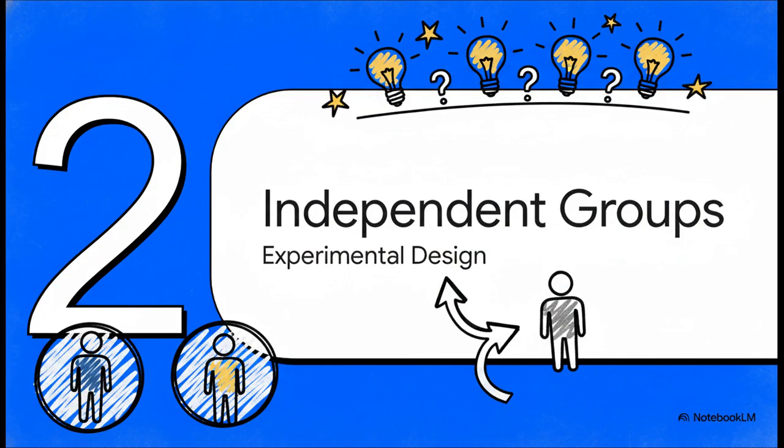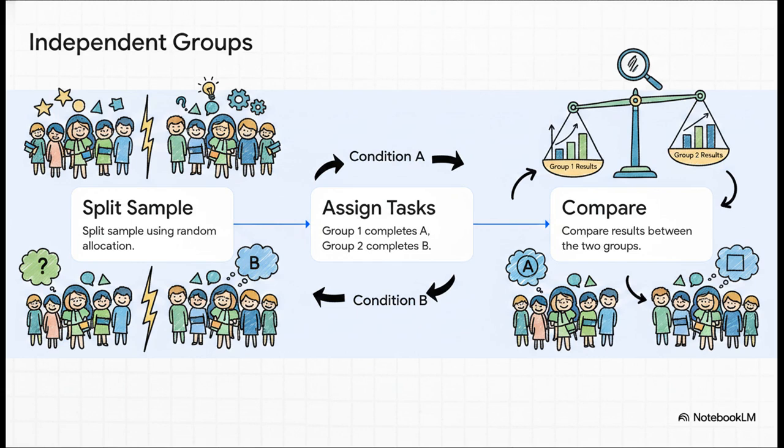Which leads us to section 2, independent groups design. In an independent groups design, it's pretty straightforward. You take your sample, chop it right down the middle, maybe using a random computer generator, and give each group a totally different task. Group 1 only experiences condition A. Group 2 only experiences condition B. At the end of the day, you just compare the results, your dependent variable, between the two completely separate groups.